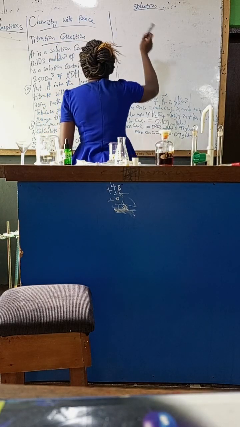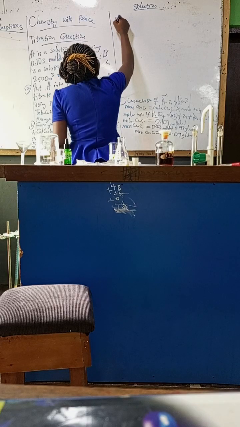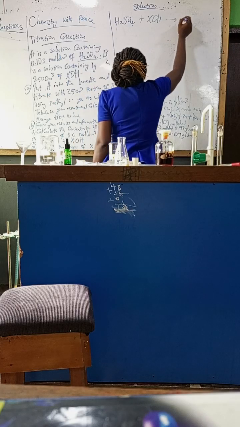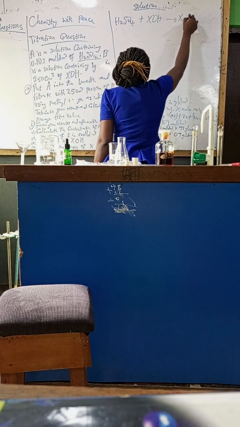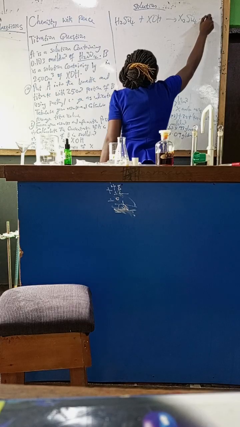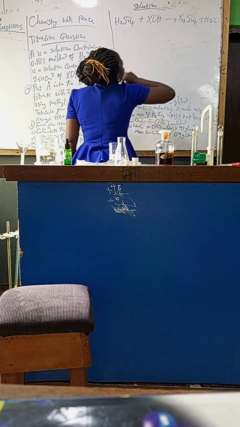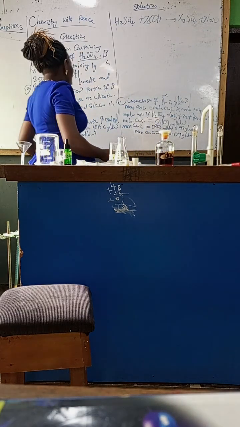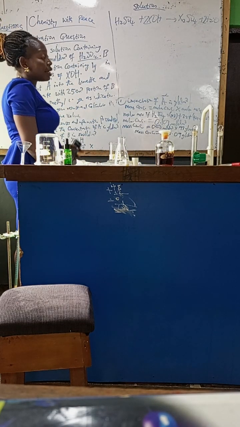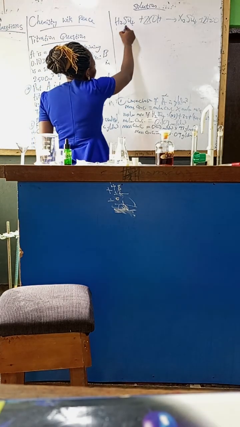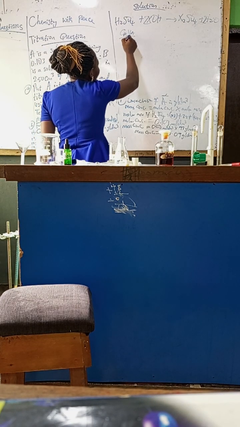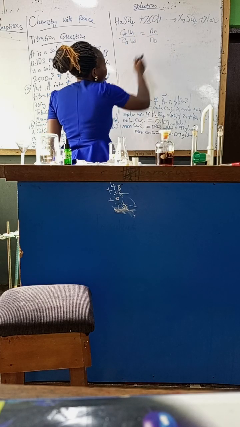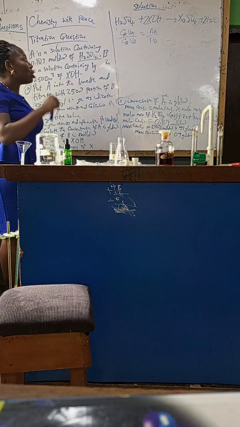We are writing the chemical formula: H2SO4 plus NaOH to get Na2SO4 plus H2O. So here we balance, and then this is the chemical equation. So to find the concentration of B in mole per dm cube, we are going to use the formula CAVA over CBVB equals NA over NB. So this is the formula we are going to use.